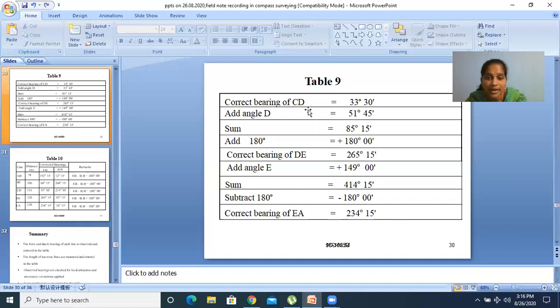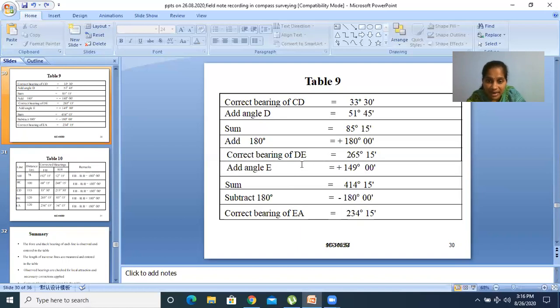So the correct forebearing of CD line is 33 degrees 30 minutes. To this add angle B, that is 51 degrees 45 minutes. So the sum is 85 degrees 15 minutes. This sum is less than 180. Hence add 180 to this sum. The correct forebearing of DE line is 265 degrees 15 minutes.